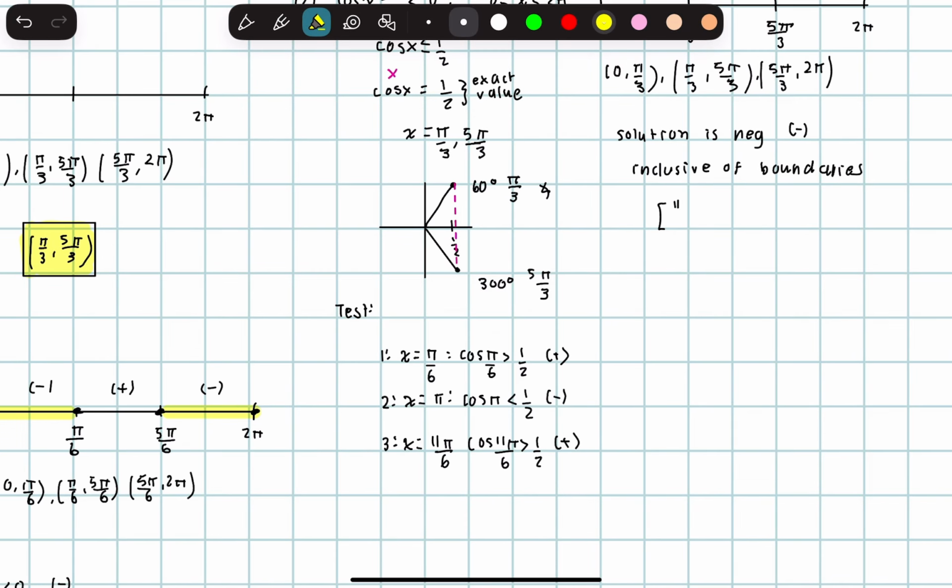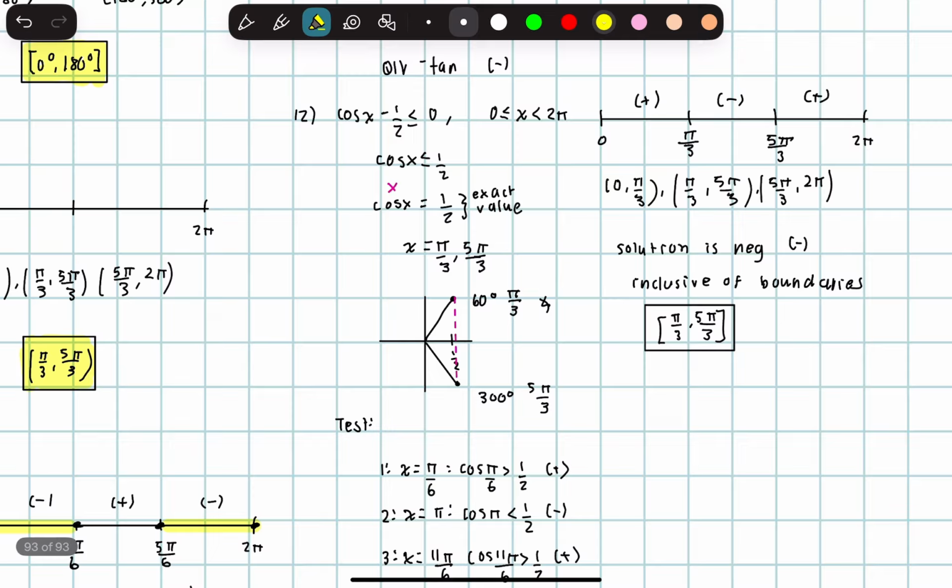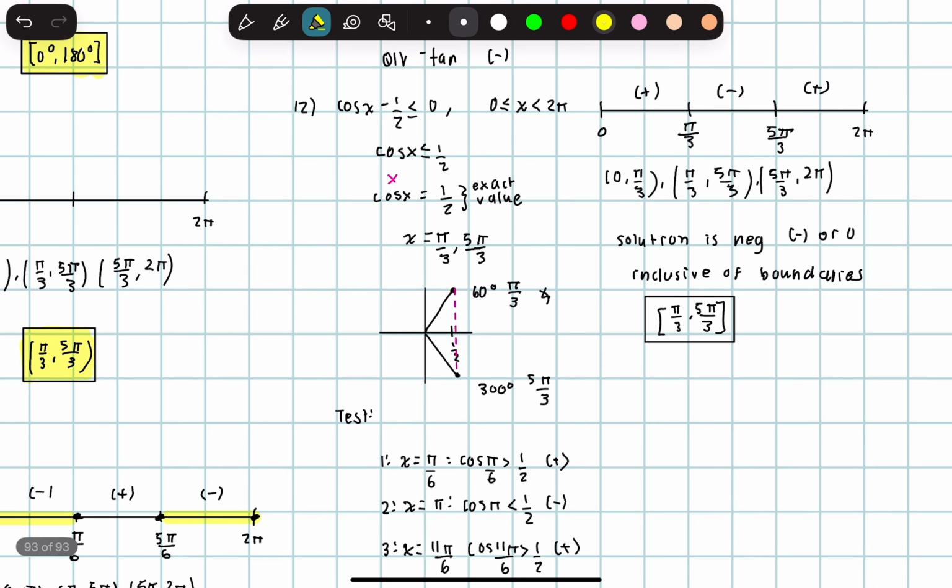Okay, so it's inclusive, so we can write the solution as pi over 3 to 5 pi over 3. Now, this is highlighting, so we want negative or 0, so you include the boundary, from pi over 3 to 5 pi over 3. So that's going to be a solid dot.